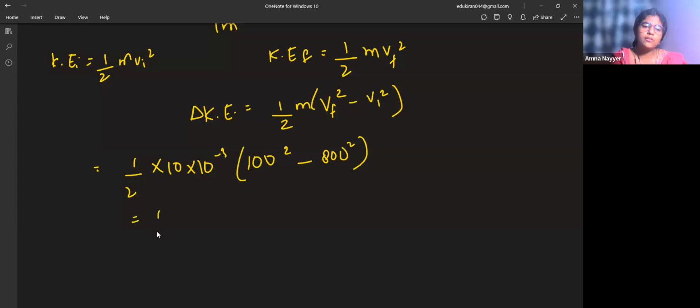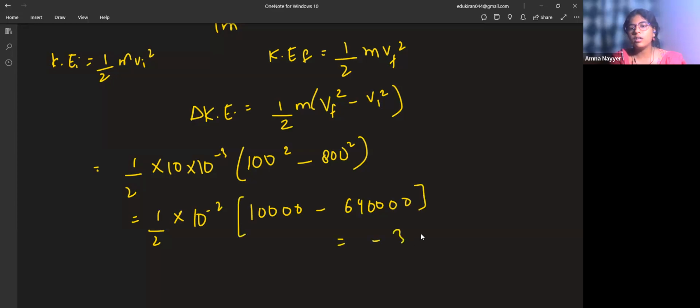So once you solve, this becomes 10 to the power minus 2, 1 by 200, minus 64, 1, 2, 3. So when you solve this, your answer will be minus 315 joules. Kinetic energy, you're getting it as minus 315 joules. Just cross check once. This is minus 315. Now, your kinetic energy, this is a scalar quantity.